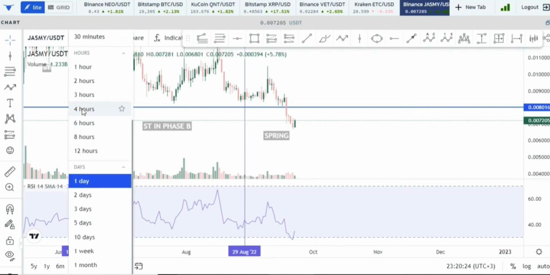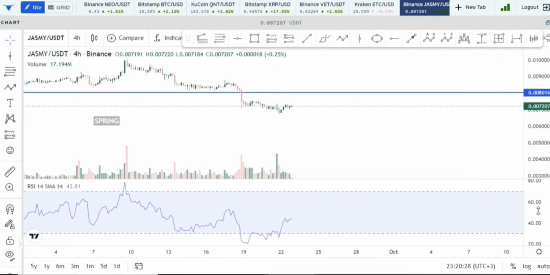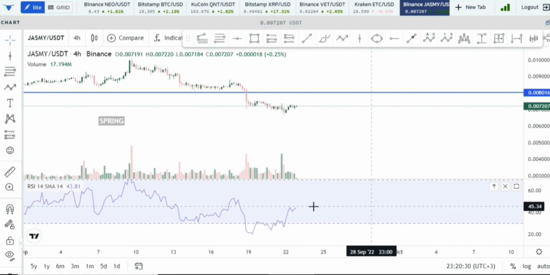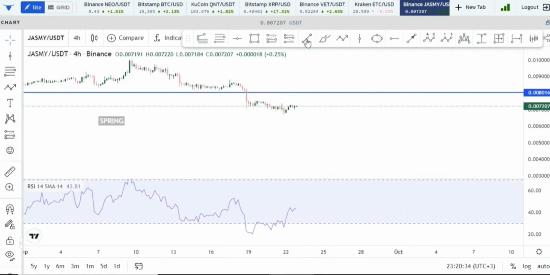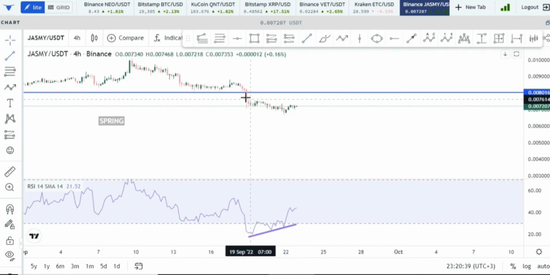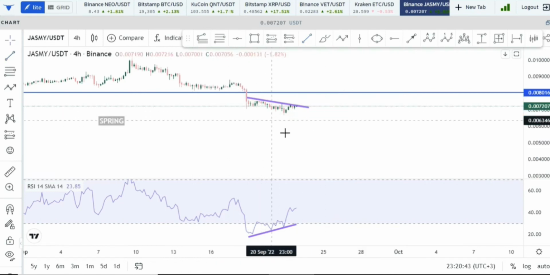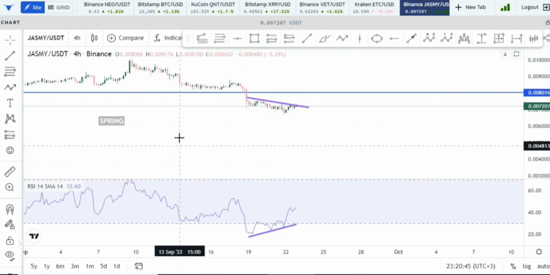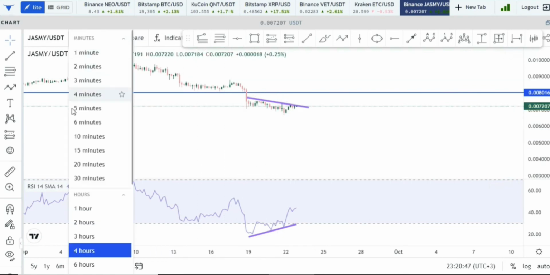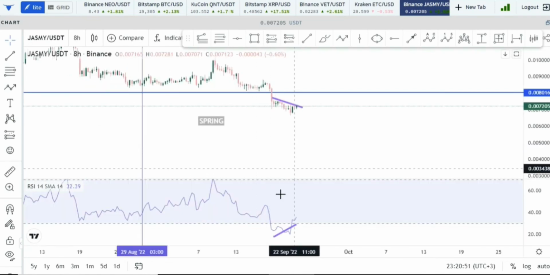Let me go to the 4-hourly time frame, and you can kind of see that here on the RSI. Let me close the volume profile, I don't need it anymore. You can see that we are in an uptrend on the RSI, yet we are in a downtrend in the price action. So this is also massive bullish divergence. It's on the 4-hourly time frame. Let me check the 8-hourly to see if it's also there.